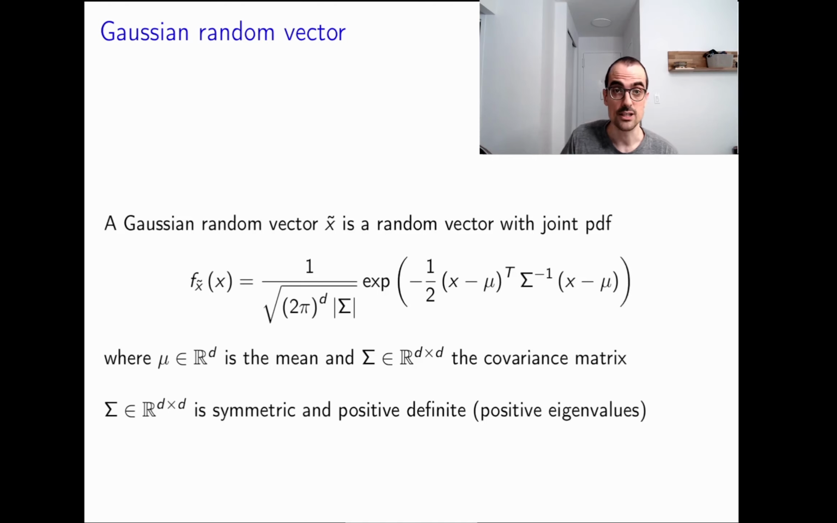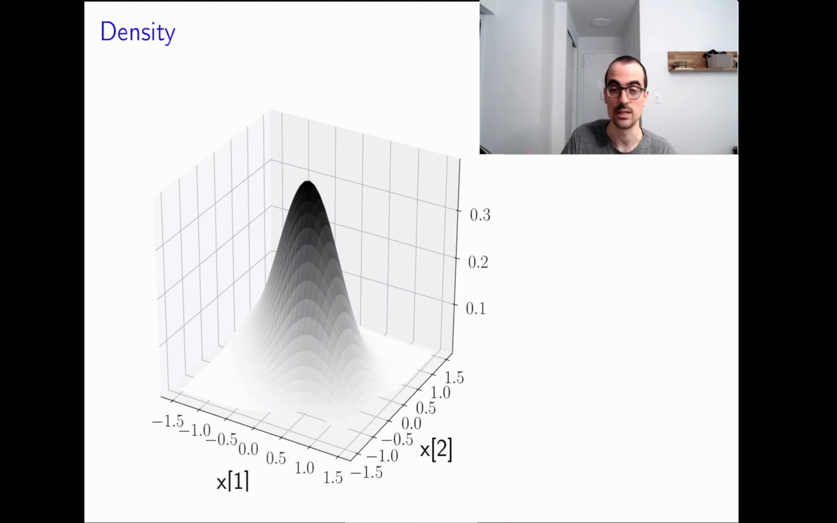Gaussian random vectors are generalizations in multiple dimensions of Gaussian random variables, where instead of just a mean and a standard deviation, you have a mean vector and a covariance matrix. Let's go to the density. Okay, so what does the mean vector tell us? It tells us where this density is centered, and the covariance matrix tells us how it's spread in different directions of space.